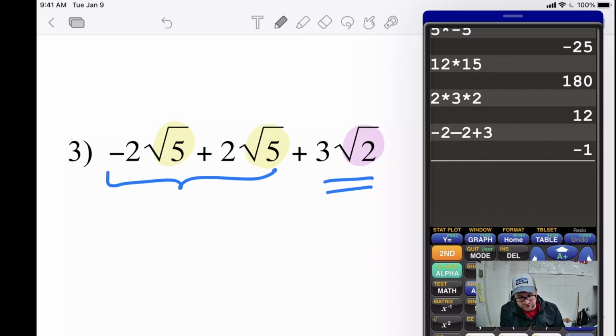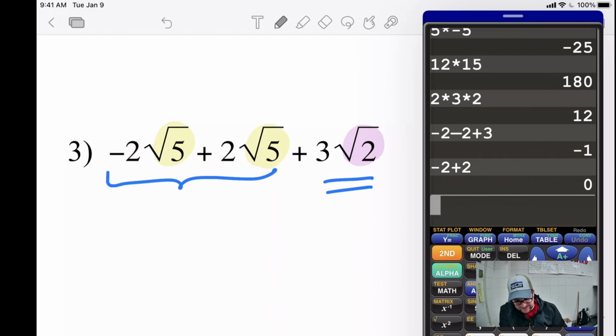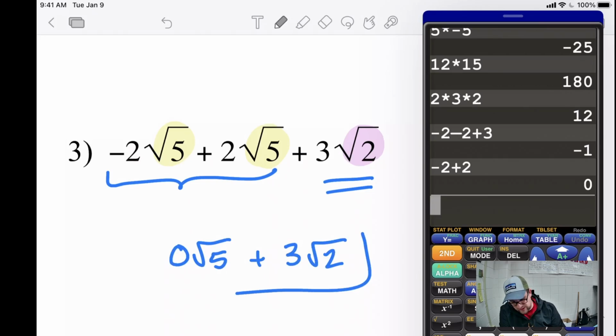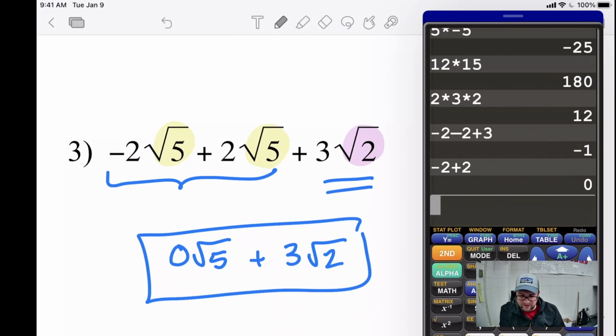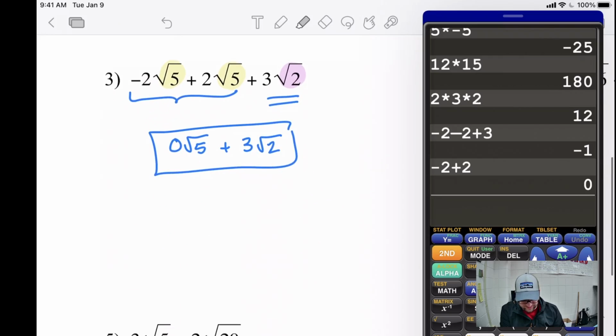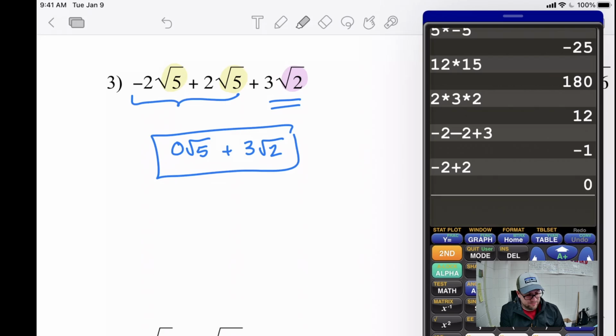Here's how this is going to work. If I have negative 2 plus 2, I get 0. So I'll have 0 square roots of 5 plus 3 square roots of 2, and this would be my final answer. Notice how we still have two different groups here, and that's okay because they didn't have like radicals. You can only combine stuff that has like radicals, so if they don't get combined, they don't get combined. Remember, you always need to simplify here too.